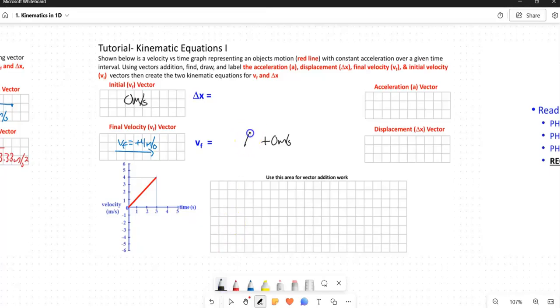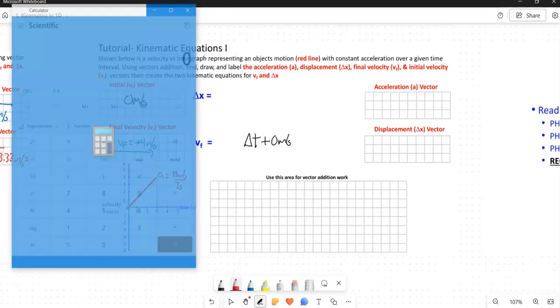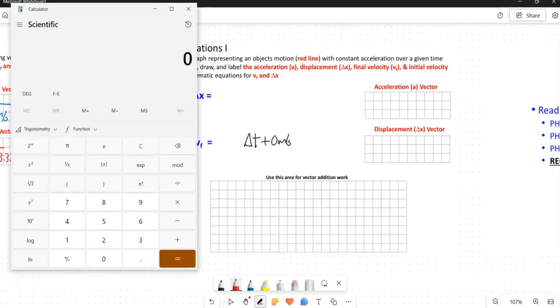The slope of this line, so this is delta t. To find the acceleration, we can just get the slope. This is going to be 4 divided by 3. So the acceleration is going to be +4 meters per second divided by 3 seconds. This is going to be another fraction. I think yours work out to be whole numbers, but 4 divided by 3 equals 1 1/3.